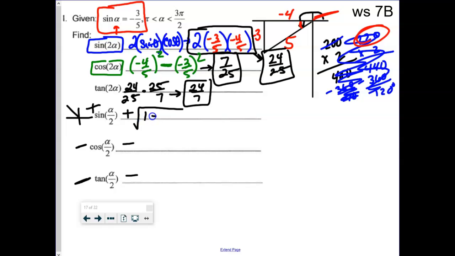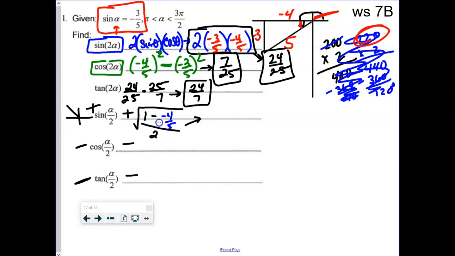Can someone double check that for me? 1 minus, yeah. Okay, so 1 minus cosine would be, careful, there's another negative here, negative 4/5. Yeesh, you can't read that. And then divide this whole thing by 2. Now, I don't know why my work is going wobbly like that.